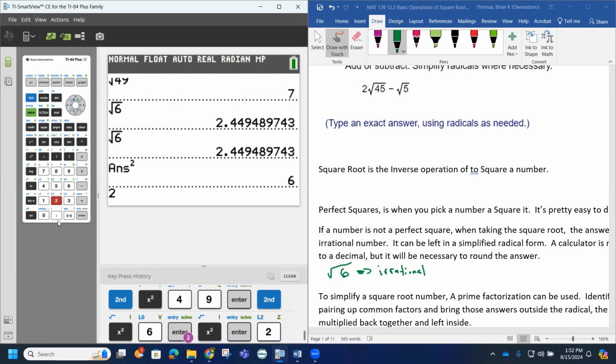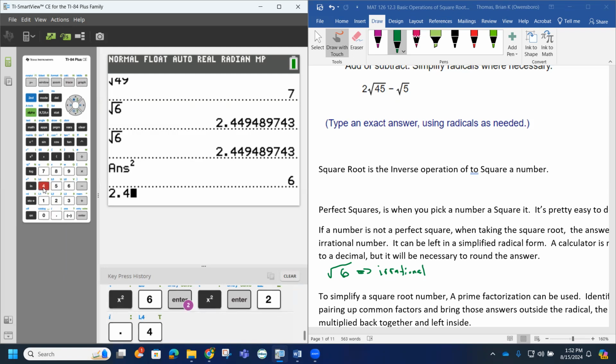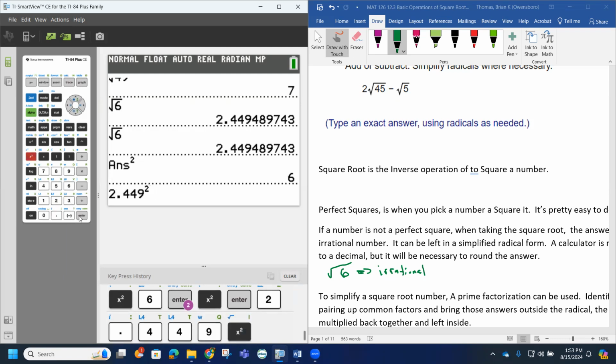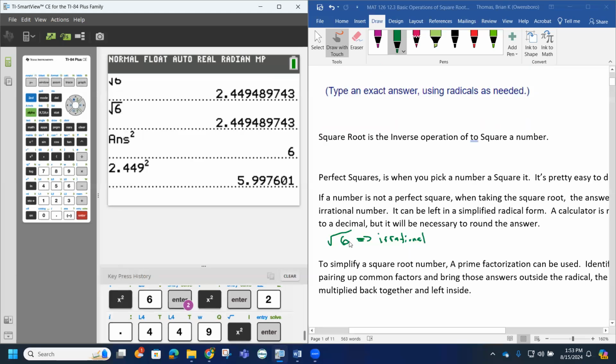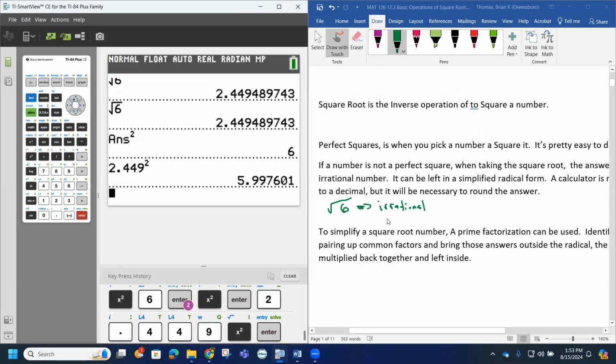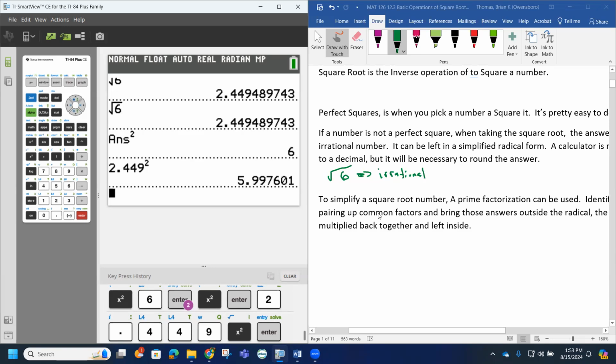So the square root of 6 is approximately 2.449. Now, if I square that, notice that I'm going to get close to 6, not 6. So what happens is we're going to get into what's called simplifying square roots.